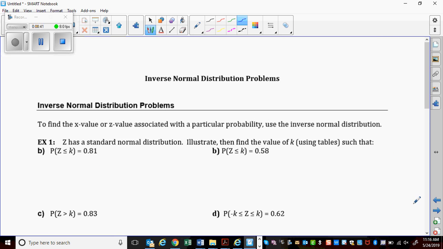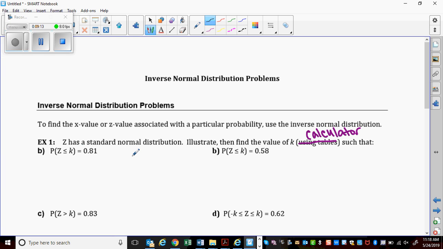Alrighty guys, let's go ahead and go to the inverse normal distribution problem. To find the x value or the z value associated with a particular probability, use the inverse normal distribution. I think that's number 3. It says Z is a standard normal distribution. Illustrate, then find the value of k. We're going to use our calculator such that the probability of Z is less than or equal to k is equal to 0.81. So they want us to illustrate that.